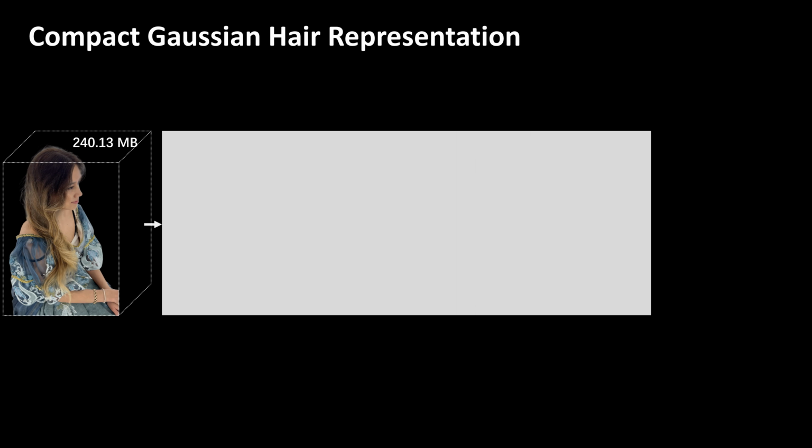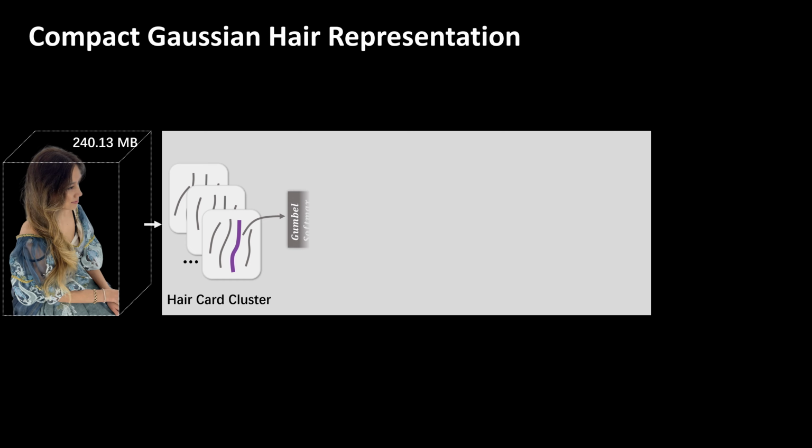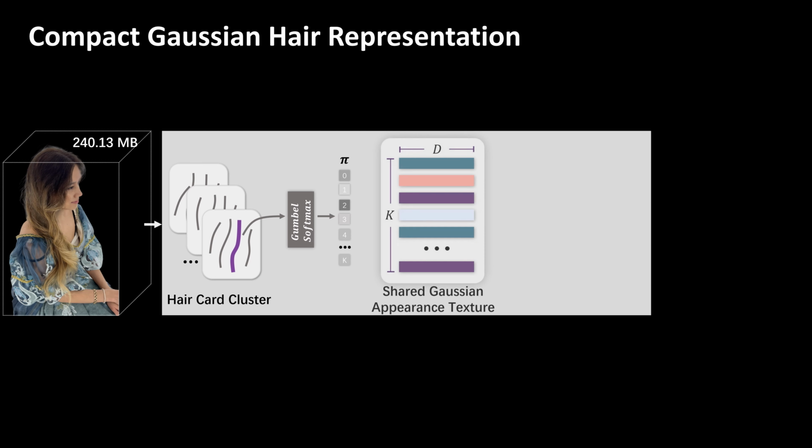For our compact hair representation, we further group hair cards into clusters using the generated geometry textures. A logit is assigned to each strand and then processed by a Gumbel softmax operation to generate a soft index. The index is then used to fetch a strand appearance feature from a Gaussian appearance texture, which is shared by all the cards in the cluster.